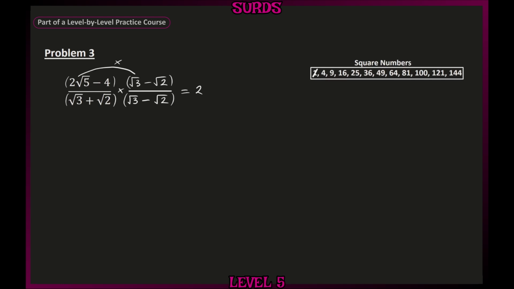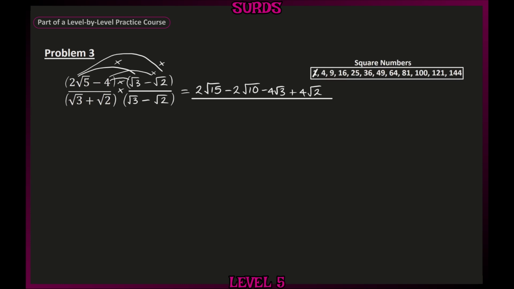and then root 5 times root 3 just gives us root 15, because 5 times 3 is 15. Next, we have 2 root 5 multiplied by minus root 2. This is going to be minus 2 times, and then root 5 times root 2 is root 10, because 5 times 2 is 10. Next, we have minus 4 times root 3, which is minus 4 root 3. And finally, minus 4 times minus root 2 is plus, because we're multiplying together two negatives, 4 root 2.